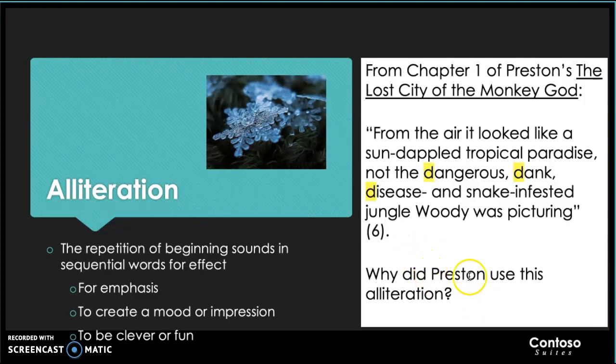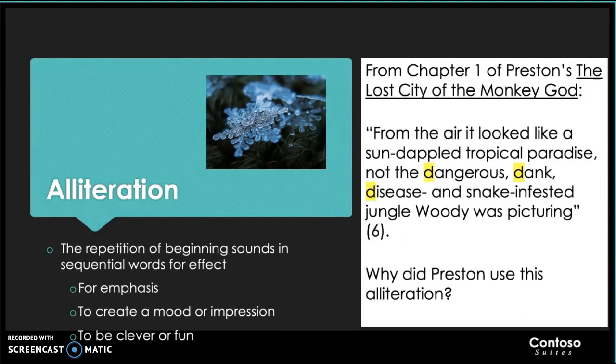So why did Preston use this? Was it for emphasis? Was it to create a mood or impression? Or was it to be clever and fun? Those are usually the reasons why people use alliteration. What do you think the reason is that Preston used this alliteration, dangerous, dank, disease, and snake-infested jungle? Just think about it. All right, so that's alliteration.